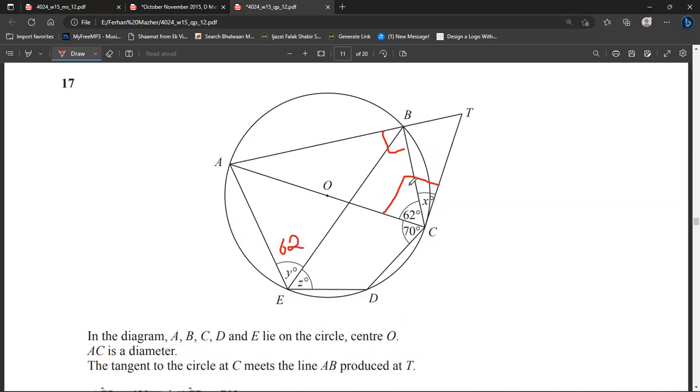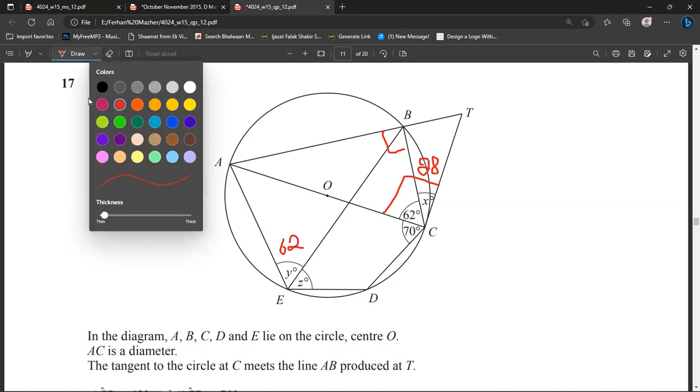This is 62. And this angle is 28. Okay, now they want me to find out z. So you can see this is a cyclic quadrilateral, BCDE. This is a cyclic quadrilateral. So let me change the color.